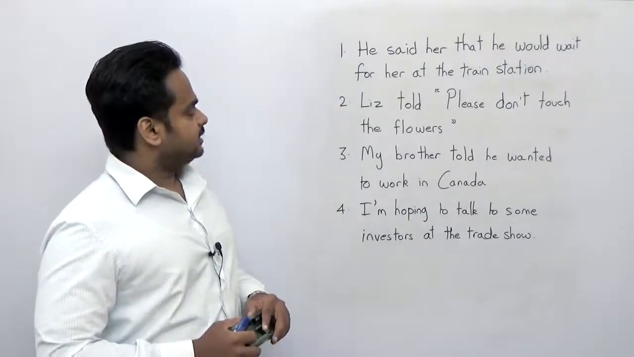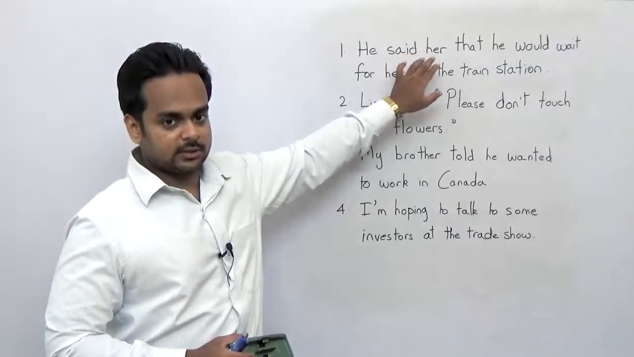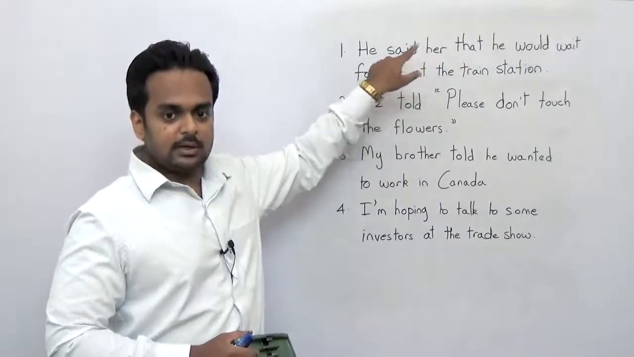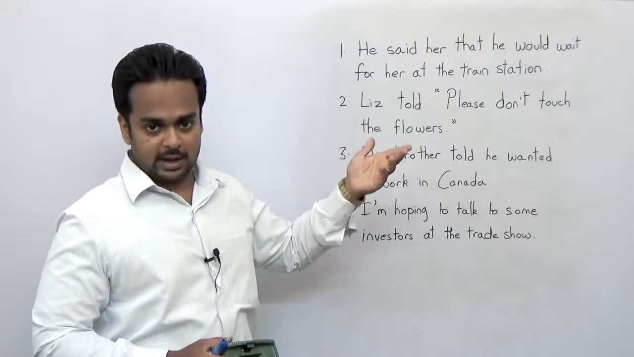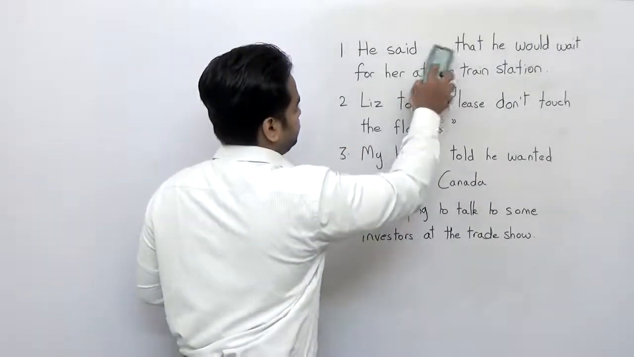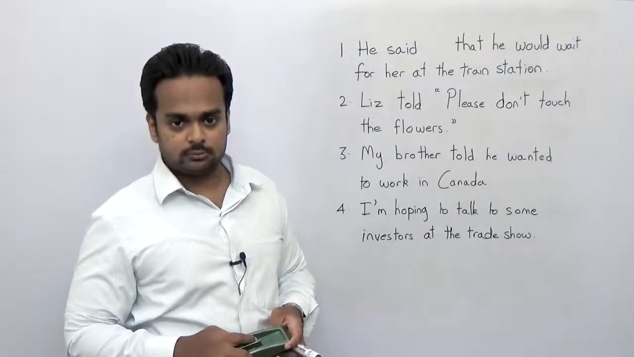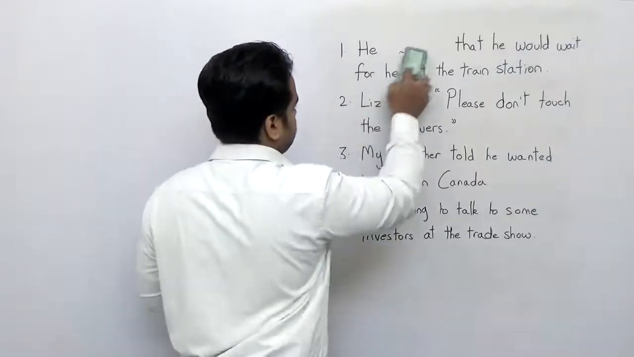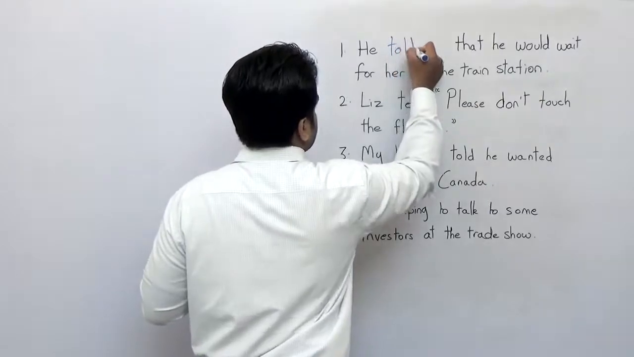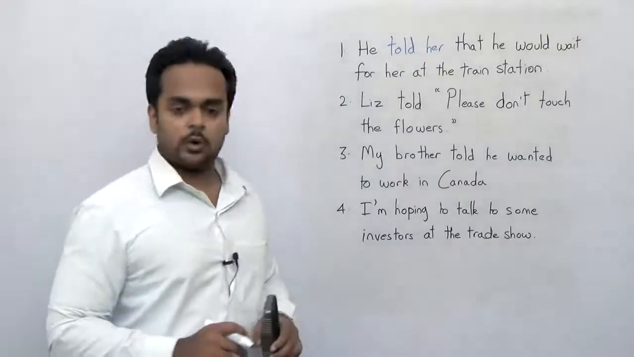Well, the problem is that say does not take an object. So if you're going to use say, no object. But if you use tell, you can have an object. So you can do 2 things. First, you can either do, he said that he would wait for her at the train station, or he told her that he would wait for her at the train station.